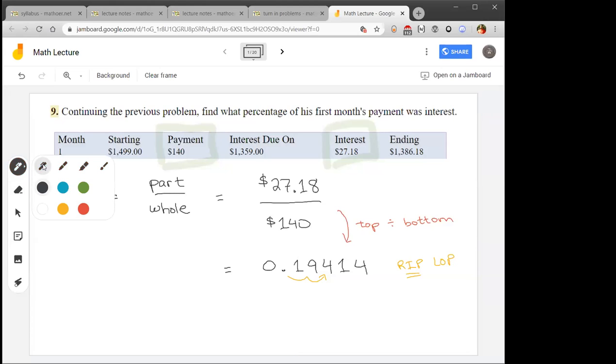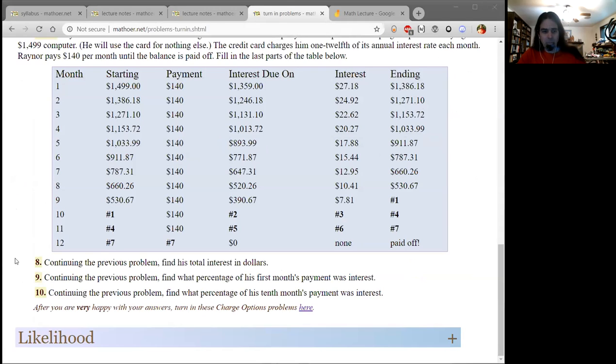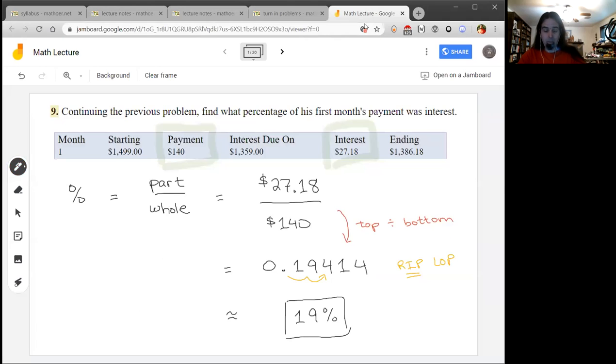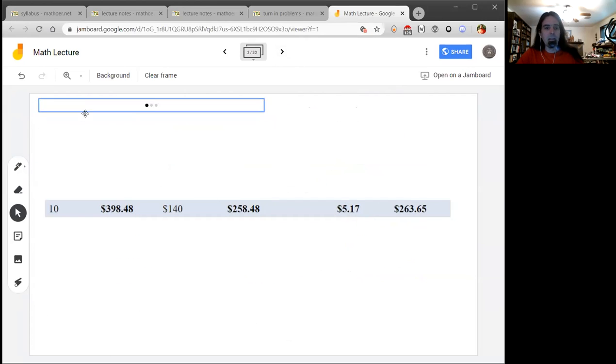Okay, and then, so that's about 19%. So far so good. We're going to do something that looks very similar for number 10. But number 10 says, what about month 10? And there's some numbers there that we don't have. Except I do. I can go to my answer key.